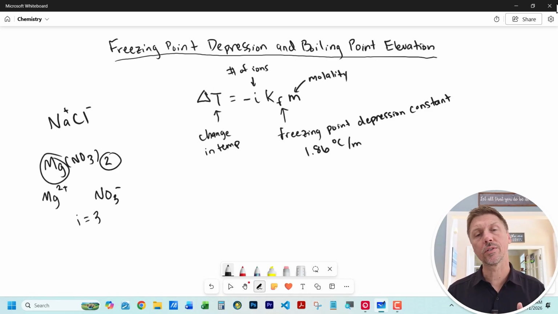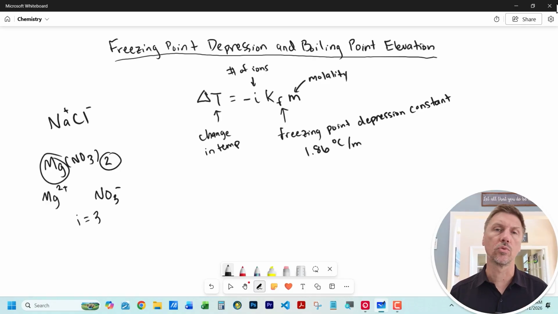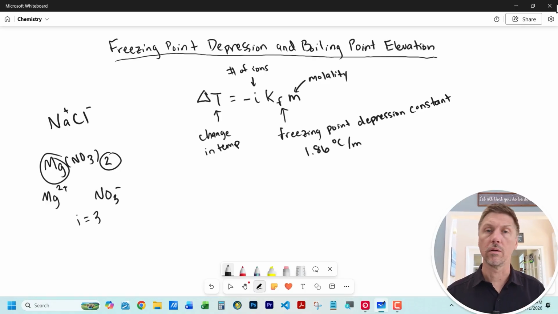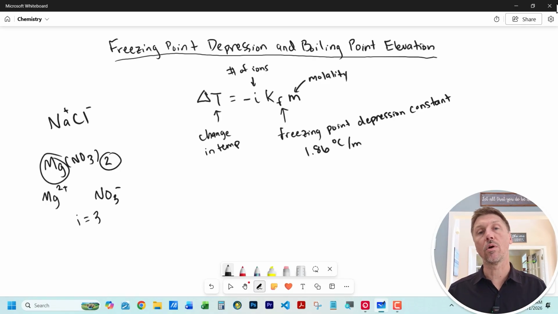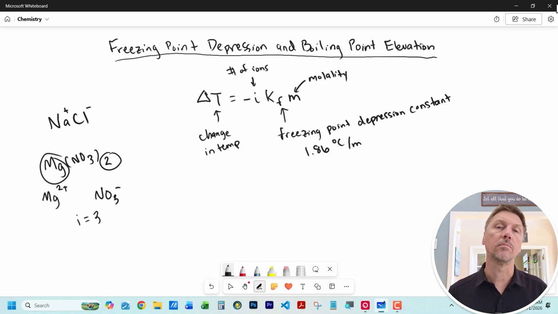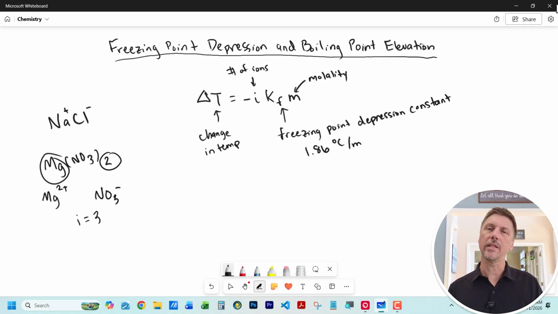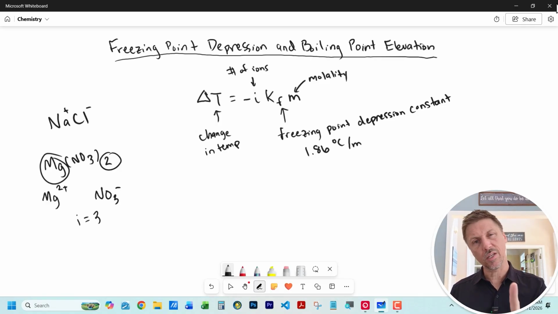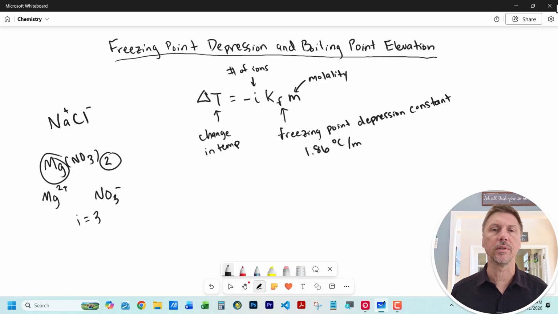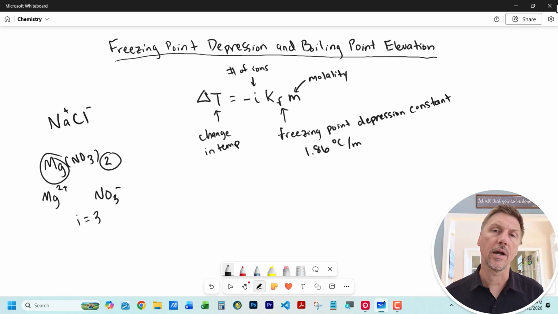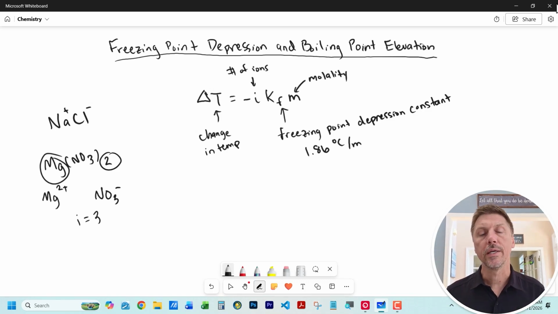Now, we don't always mix ionic compounds with the water. Like I said, anything you add to the water is going to lower its freezing point. So what if we added sugar, for example? Sugar is a covalent compound, not an ionic compound. So if it happens to be a covalent compound in the problem, use i equals 1, because it's a single sugar molecule. It doesn't split up into ions the way an ionic compound does.